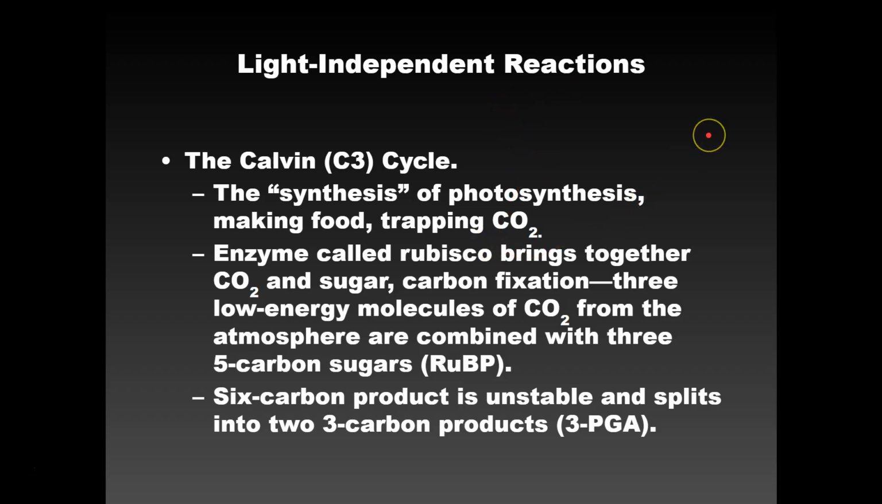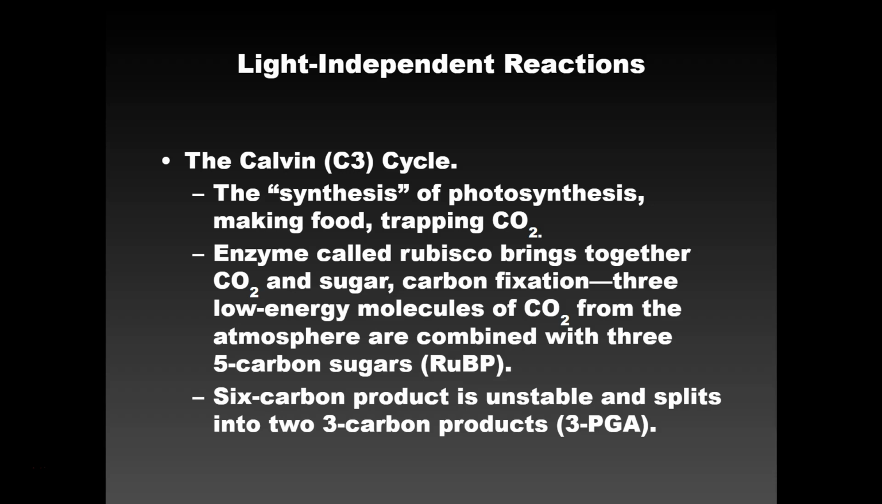aka CO2. So there's this enzyme called rubisco, which brings together carbon dioxide and sugar, and this is called carbon fixation. So you have these three low energy molecules of CO2, which are absorbed from the atmosphere through the stomata, as we're going to see in lab. Those are combined with three 5-carbon sugars, which are RuBP. This 6-carbon product is unstable and ultimately splits into 3-carbon products, which are also called 3-PGA.